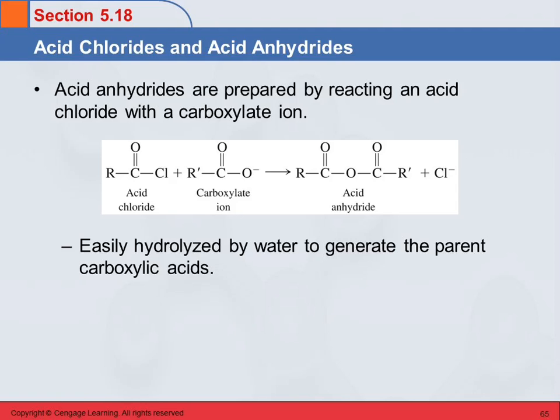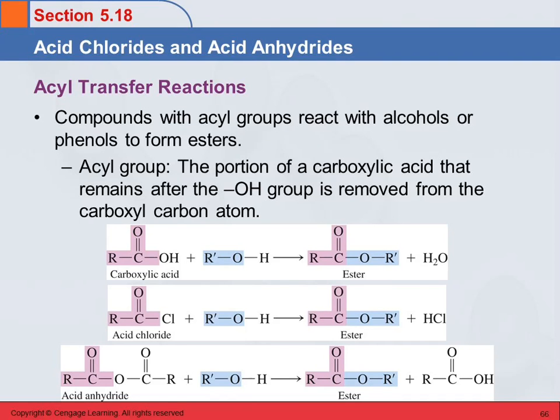So we need to mention acyl transfer reactions. Compounds that have acyl groups can react with alcohols or phenols to form esters. And just to remind ourselves what an acyl group is, it's that portion of a carboxylic acid that remains after you take off the hydroxyl group. So carboxylic acids contain acyl groups, acid chlorides, and acid anhydrides. They all contain an acyl group.